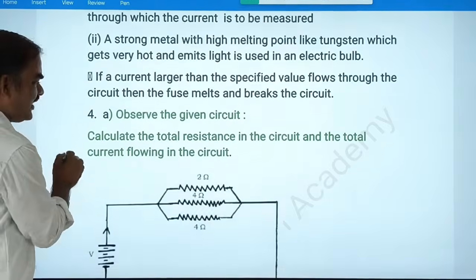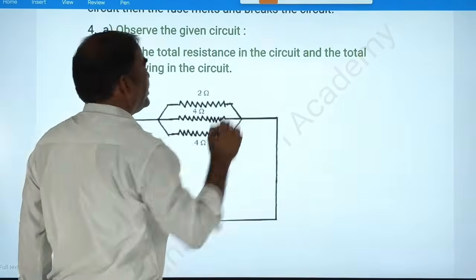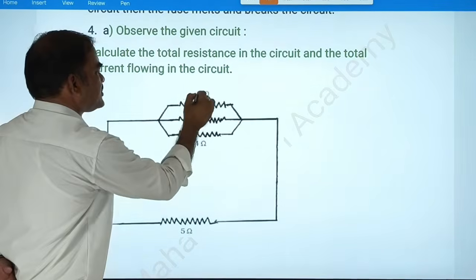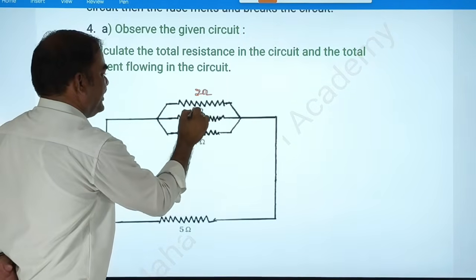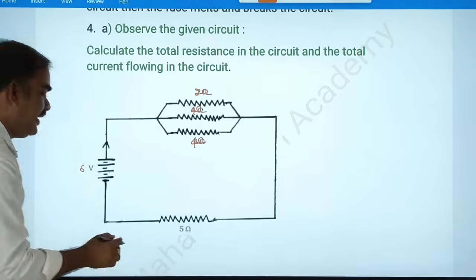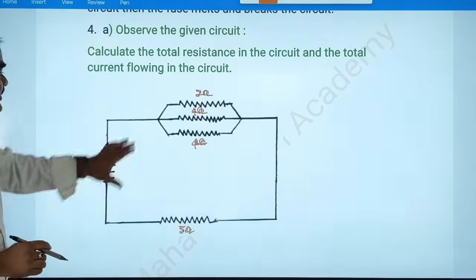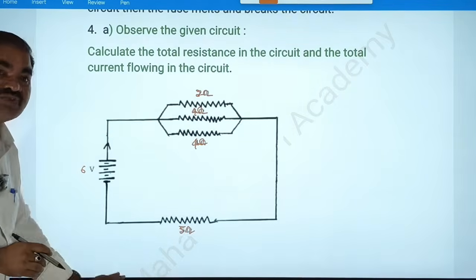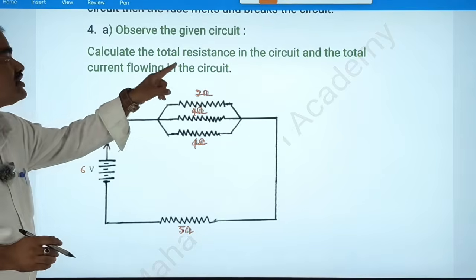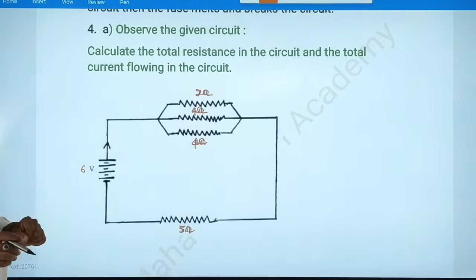Coming to the next question, here is one numerical problem we are going to discuss now. It is a 6 volt battery here. The resistances are 2 ohms, 4 ohms and 4 ohms, all connected, and one more here, 5 ohms. These three are connected in parallel and that is in series there. So the first question is: calculate the total resistance in the circuit and the total current flowing in the circuit. You have to find total current and total resistance.